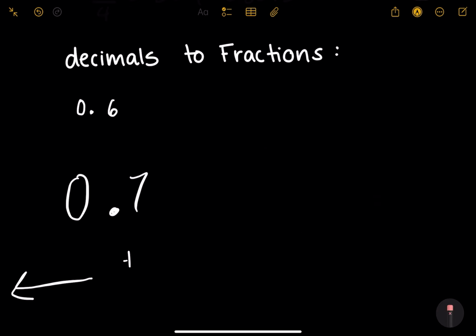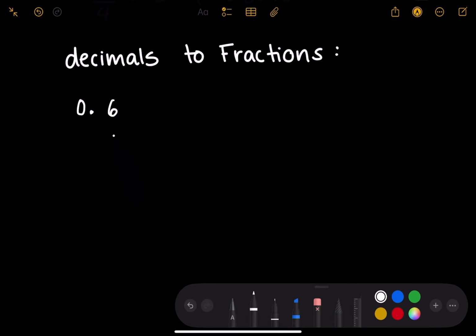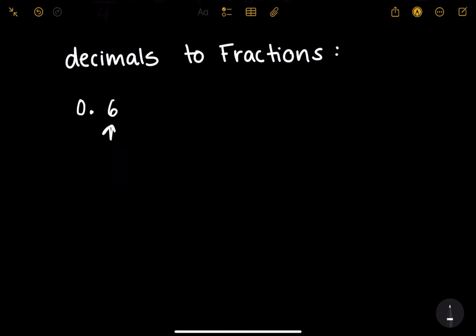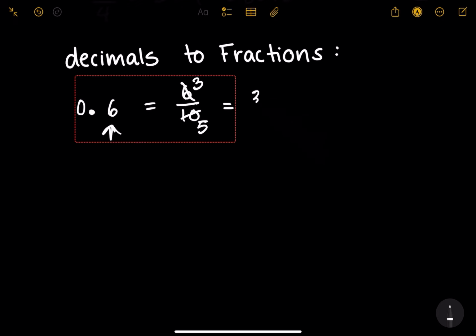To convert decimals into fractions, we have to first identify what place the number is in. So the number here is a 6. The 6 is in the tenths place because I know the decimal point is here. So that means 6/10, and you can simplify that. Because 6 and 10 are both multiples of 2, we divide by 2, which gives us a 3 and a 5. So 6/10 is the same as 3/5.